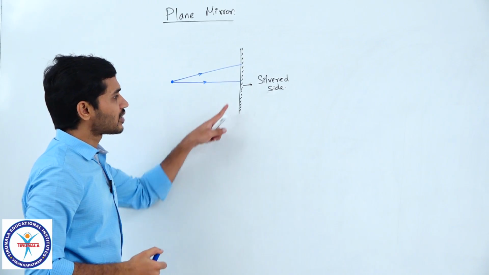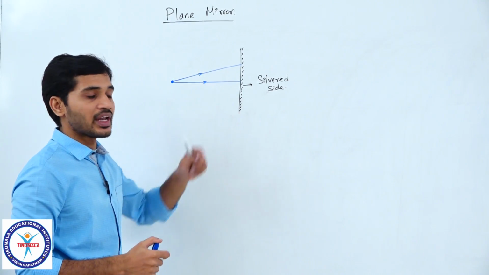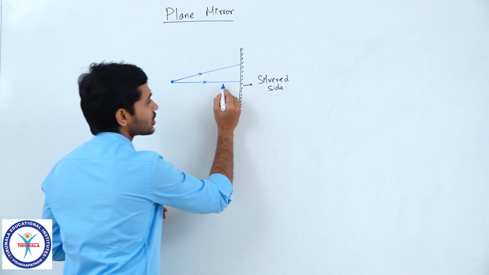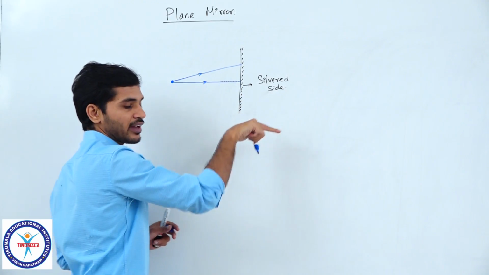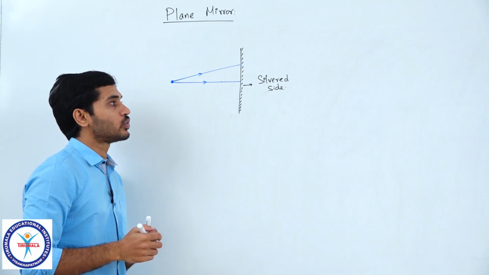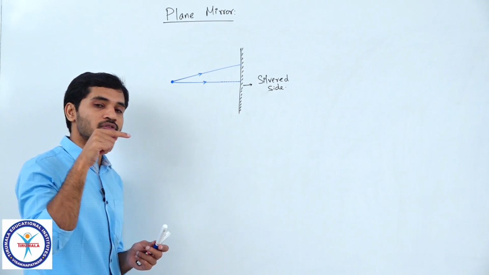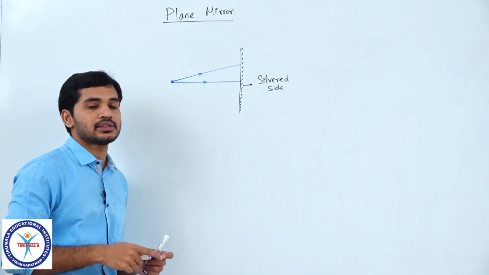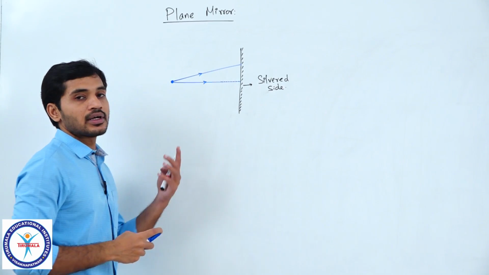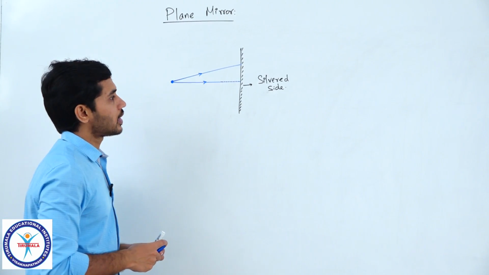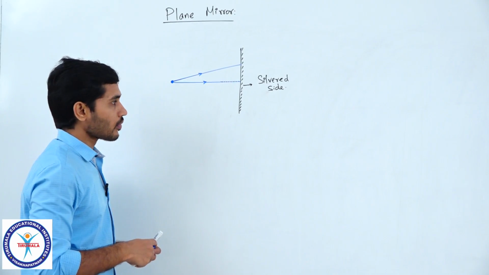So, don't get confused by looking at this angle. We will have to measure the angle with the normal. The normal will be like this and the light ray is also travelling in the same direction. So, the angle of incidence in the case of normal incidence is 0. Okay. Now, let us draw the light rays after reflection.